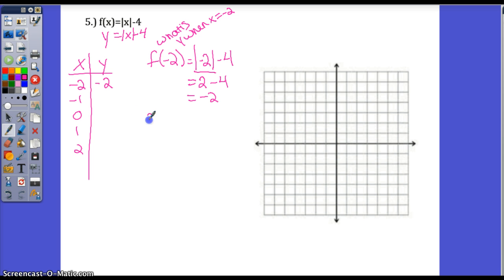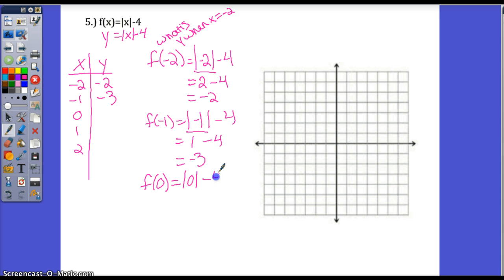Here, let's plug in our negative 1. f of negative 1 equals the absolute value of negative 1 minus 4. The absolute value of negative 1 is 1 minus 4, which gives me negative 3. f of 0, plugging it in, absolute value of 0 minus 4. Absolute value of 0 is 0 minus 4, gives me negative 4. Plug in my 1. f of 1 equals the absolute value of 1 minus 4, which is 1 minus 4 equals negative 3.